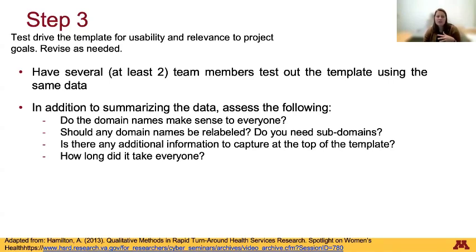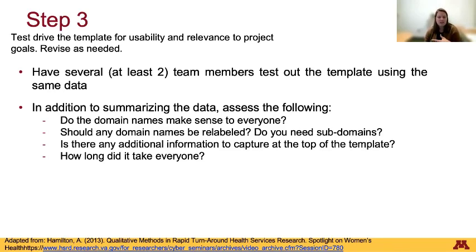So this is a great point to do a check-in with your team about, do the domain names make sense to everybody? Do you need to relabel any of them? Are you finding that maybe there's a question where there's a natural way that you might want to split that into subdomains? Is there any additional information that you think you need to capture at the top of that template? And also, it's a good time, I think, especially when you're working with community partners, to do a check on how long it's taking everybody to summarize the data into this template. This is all going to help so that you can establish all this now and move forward, with the goal of being rapid and efficient.